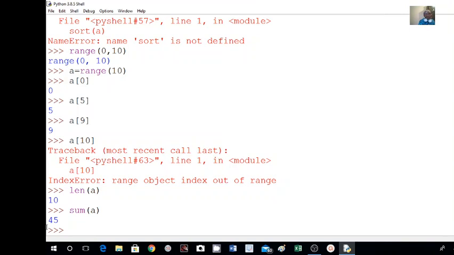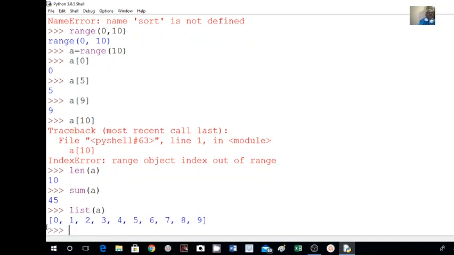Next command. If I write list A, here I have given A equal to the range. If you want to see this in list form, I can type list bracket A, and then it will be printed in list form.